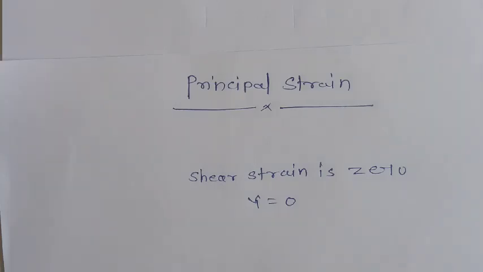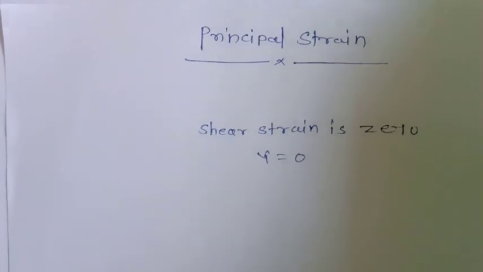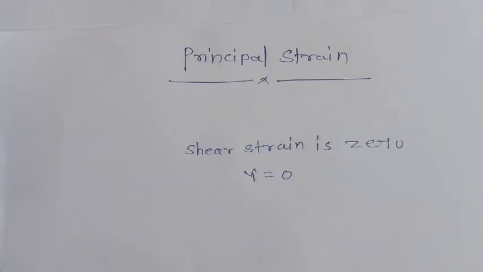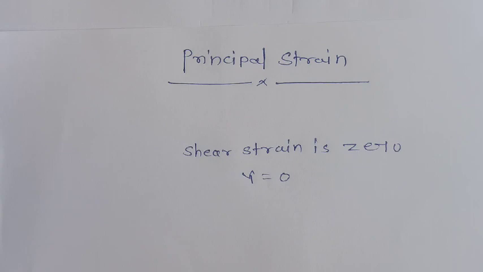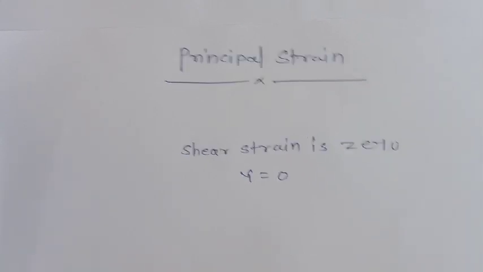Here we'll start to discuss the principal strain. In the earlier lecture we discussed the principal stress. The principal stress is a stress which acts on a principal plane where the shear stress is 0. Similarly, the principal strain has the same definition. The principal strain is a strain which acts on a principal plane where the shear strain is 0.